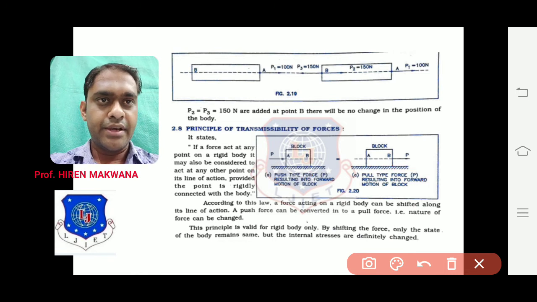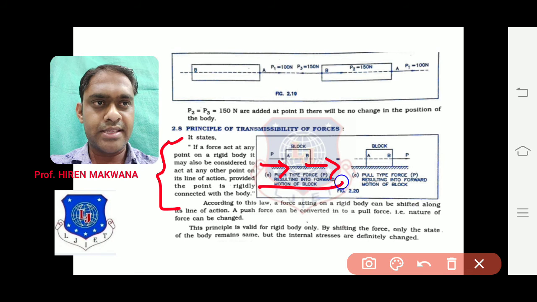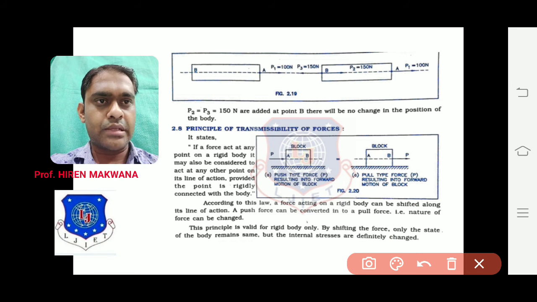So what is the statement? It states that if a force acts at any point on a rigid body, it may also be considered to act at any other point on its line of action. If a force acts at any one point, then it is also acting on point B in the same line, provided the point is rigidly connected with the body, means point A and point B are both rigidly connected with the same body. According to this law, a force can be shifted along its line of action.